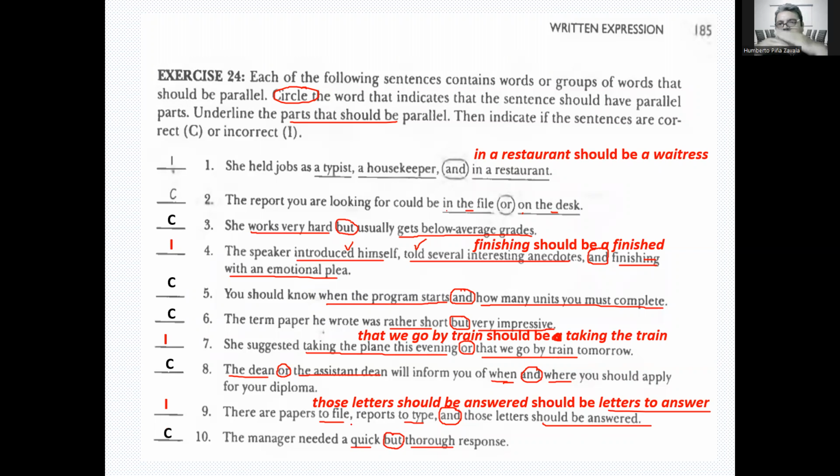So remember, it's parallel because on both sides of the coordinate conjunction, we're going to have the same type of ideas. Okay, either an occupation, in the file, on the desk, past tense, adverb, adjective, should be parallel. Same thing on both parts.